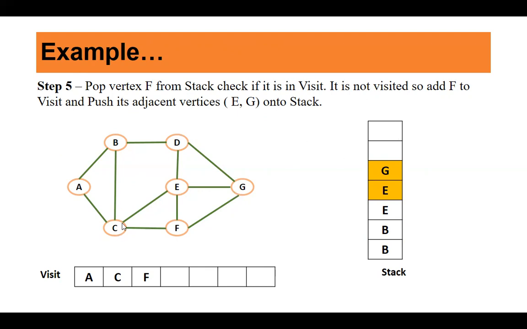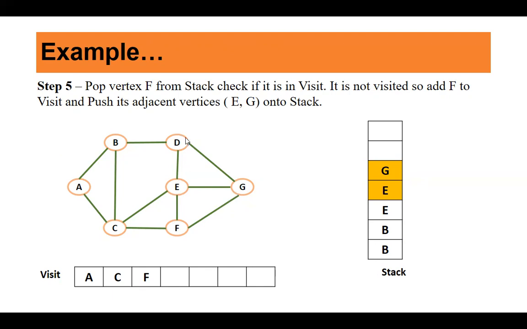C is not pushed in because C is already visited. Fine. Next, again pop out the stack top, G will be popped out. You check whether G is in visit. G is not in visit, so insert G into the array. Fine. And find the vertices which are adjacent to G. Now adjacent to G are F, E, and D.